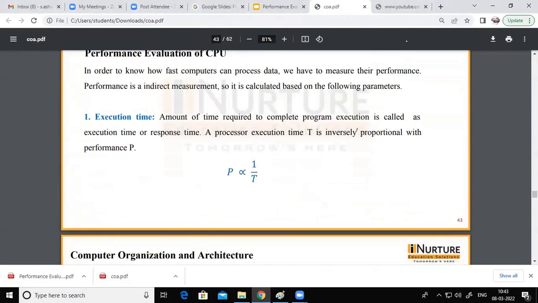So let's say I'll denote the performance of a particular CPU or processor as P, and let us denote the execution time as T. Obviously the performance is inversely proportional to the execution time. The more execution time a processor takes, the lesser is the performance of that system. When you say my system is performing better than yours, that means it is taking less time for execution. So there is an inverse proportion relation between performance P and execution time T. This is the first step.